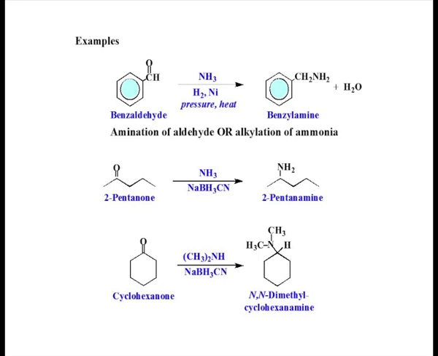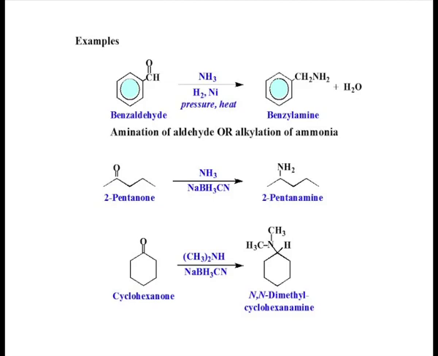So, the carbon nitrogen double bond is reduced, and you get CH2NH2. See, in one step with the help of ammonia, hydrogen, a little pressure and catalyst, you get benzylamine. So, benzaldehyde to benzylamine, if somebody asks how to make it, this is a very nice way to make it. Amination of aldehyde or alkylation of ammonia, whatever way you call it.